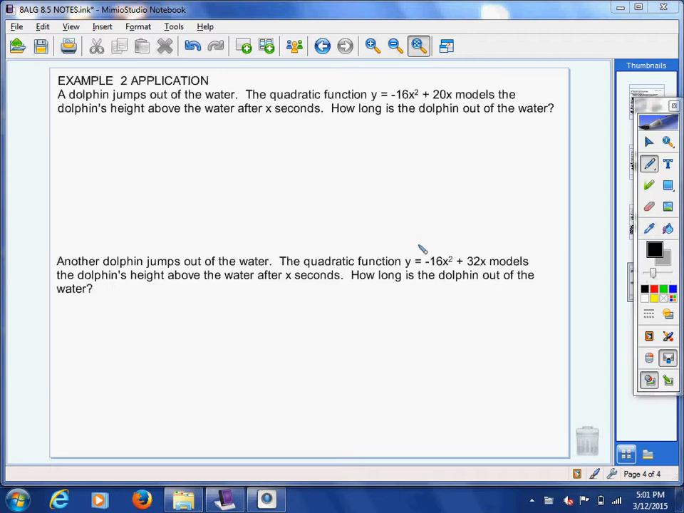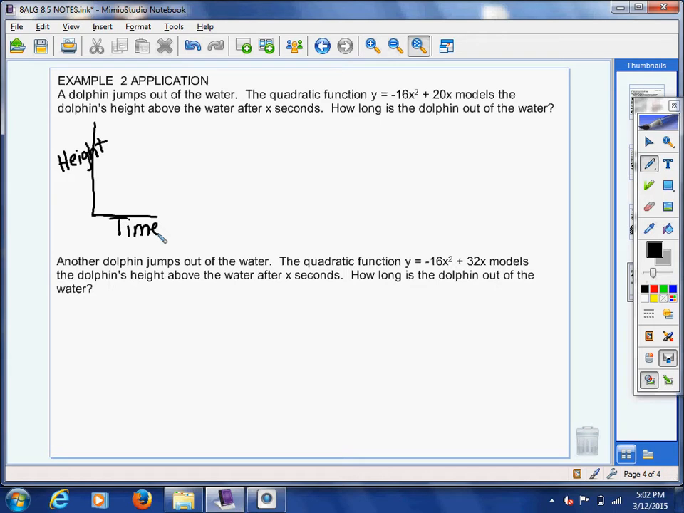We actually have an application problem, and I want to show you yet another feature that I think you'll really like. Here's the situation. A dolphin jumps out of the water. The quadratic function y equals negative 16x squared plus 20x models the dolphin's height above the water after x seconds. So again, we're back to the very typical drawing where height is going to be your y-axis and time is your x-axis, okay? And the dolphin's jumping out of the water, and of course what goes up has to come back down, so it's going to come back down into the water again. So how long is the dolphin out of the water?